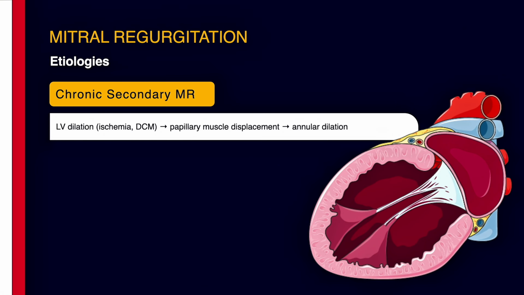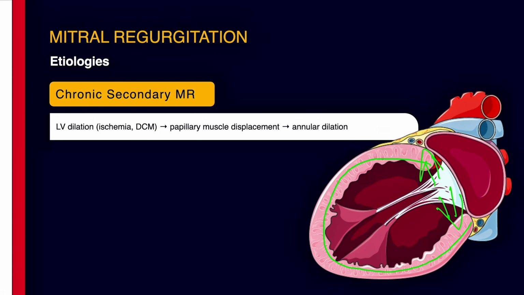Now, in chronic secondary MR, the valve is actually structurally normal, but the ventricle is the problem. When the left ventricle dilates, like in ischemic heart disease or dilated cardiomyopathy, it pulls the papillary muscles apart and stretches the mitral valve annulus. The result?